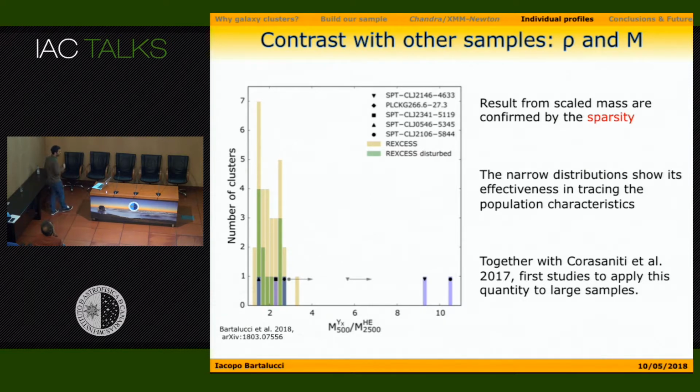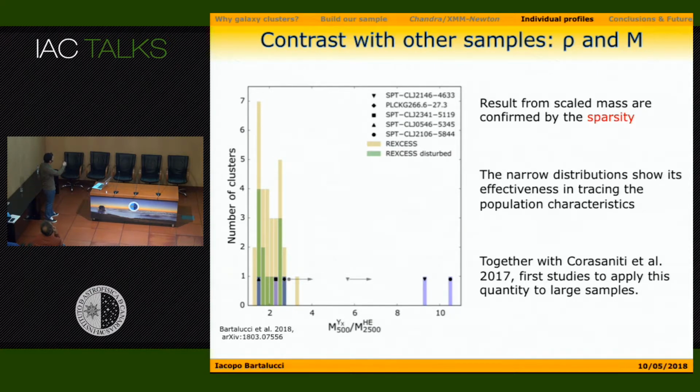So basically what we are doing, this sparsity, is measuring the shape of the mass profile at different points. And what you see here is basically confirming what we have found before in the total dark matter profile. So here, these gray and dark green lines represent the histogram of REXCESS. And so you see that the distribution, which is this new proxy for REXCESS, is very, very narrow.